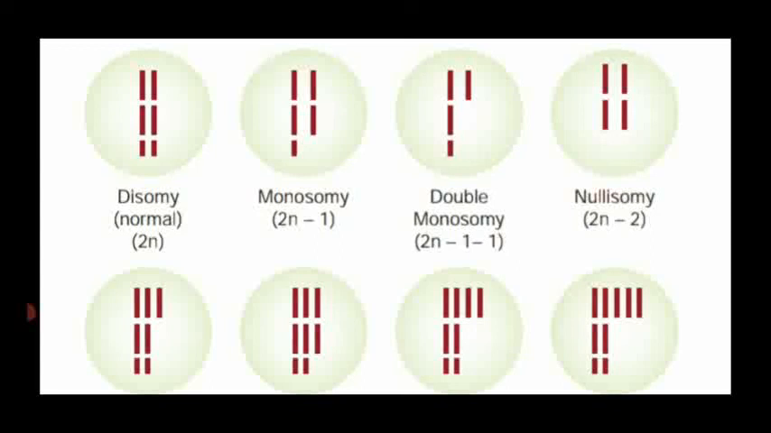Second one, monosomy. One single chromosome is lost, so 2n minus 1. Next diagram: two single chromosomes are lost. That is said to be double monosomy, 2n minus 1 minus 1. Last one, a pair of chromosomes is lost, 2n minus 2. That is said to be nullisomy. This nullisomy is also lethal in an organism, that means it causes death in an organism.